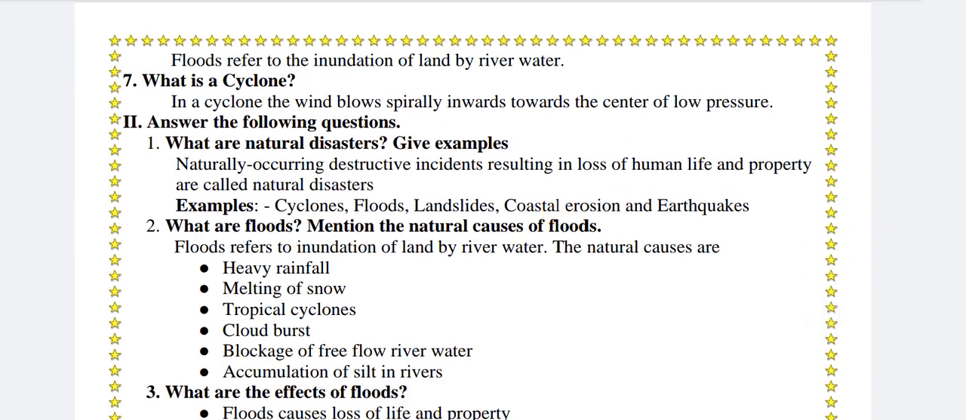What are natural disasters? Give examples. Naturally occurring destructive incidents resulting in the loss of human life and property are called natural disasters. Examples: cyclones, floods, landslides, coastal erosions, and earthquakes.